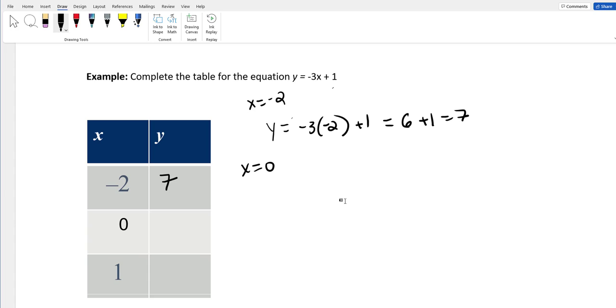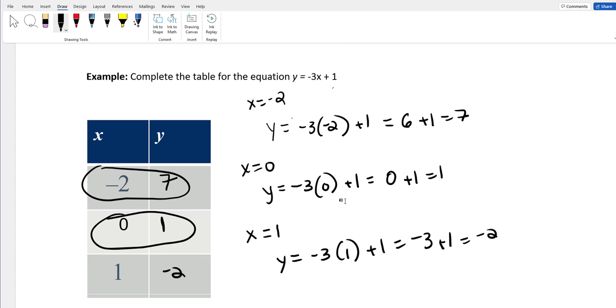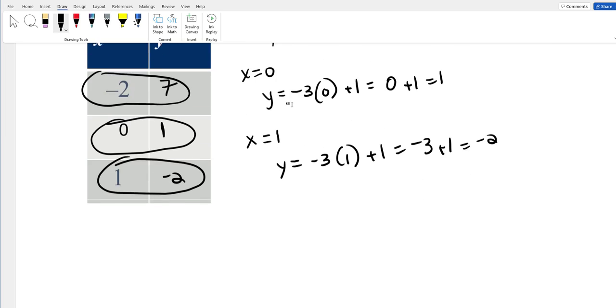Now we do x is 0. This will be negative 3 times 0 plus 1. Negative 3 times 0 is 0, plus 1 more is 1. And then the last one is x equals 1. I'm going to plug 1 back into the equation for the x variable. I get negative 3 plus 1, which is negative 2. So as you can see, I have 3 ordered pairs, and I'm going to use those numbers to go ahead and graph a line.